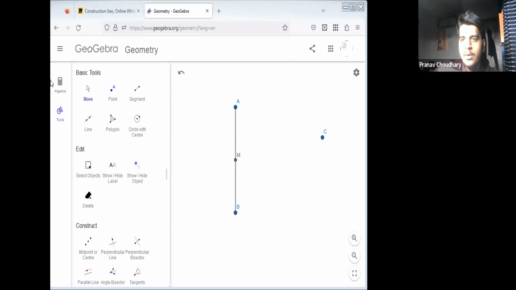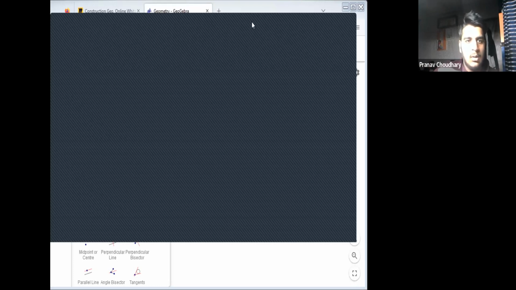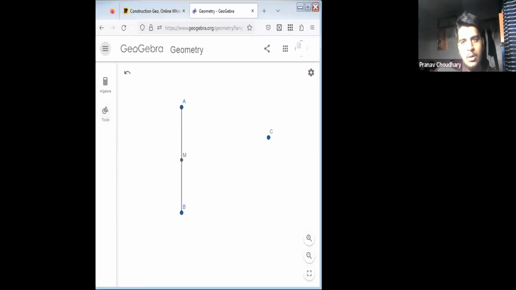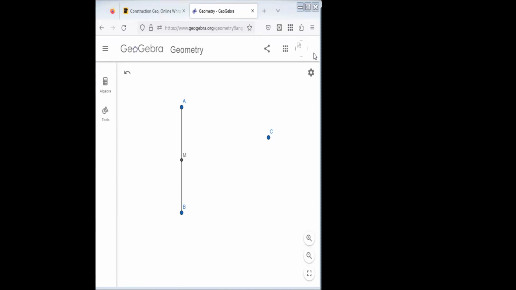Oh, one second. I assume you cannot see my screen right now. Let me start. Okay, my screen is visible at this moment, right? Please tell me yes or no. Okay. Yeah, GeoGebra only.